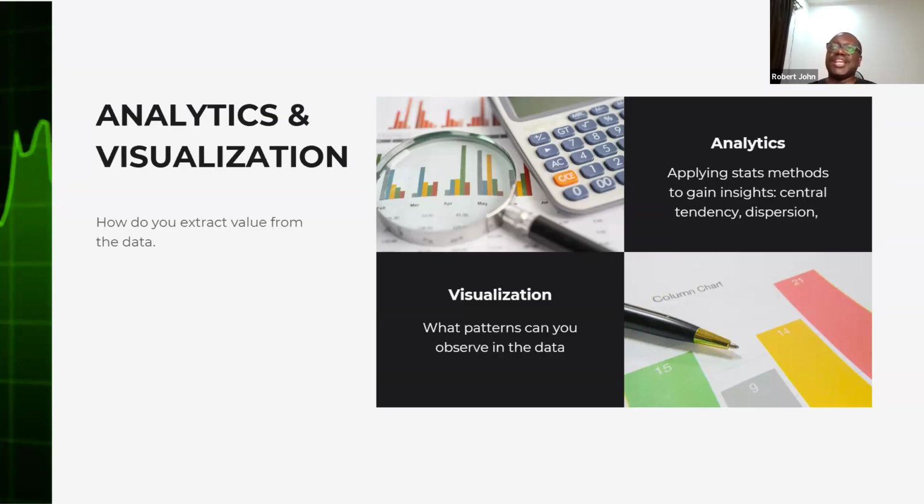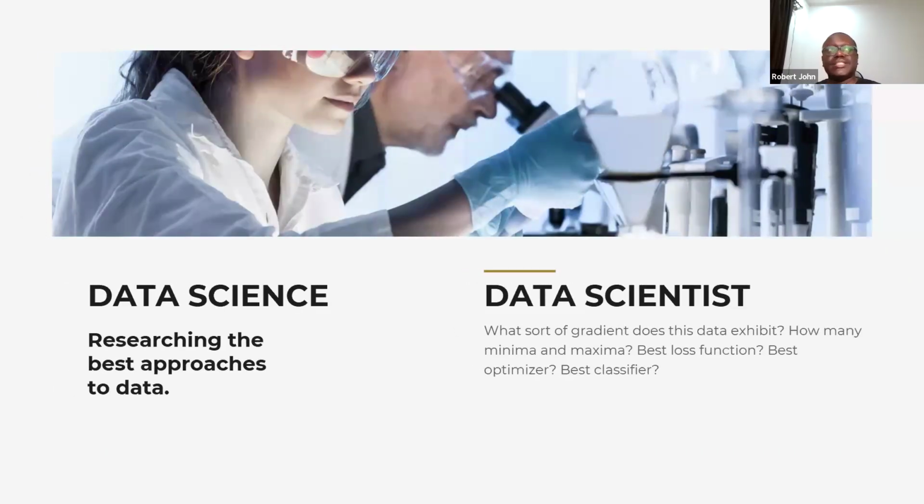So, there are times when simple statistical answers are sufficient for you to make a business decision. And there are times when you need to see what you're talking about in order for you to make sense of what's going on. Right. So that's analytics and visualization. And then we have data science. And data science or data scientists, what they do is they try to figure out the best ways of dealing with certain types of data.